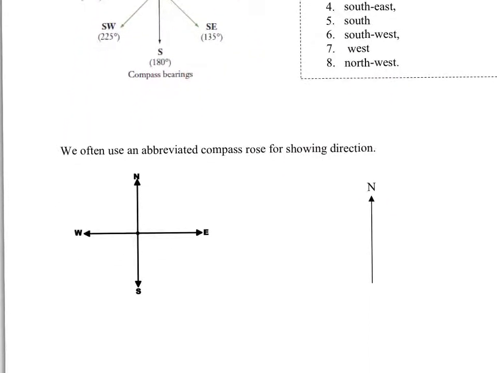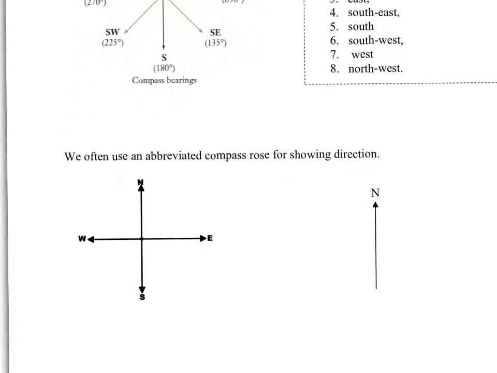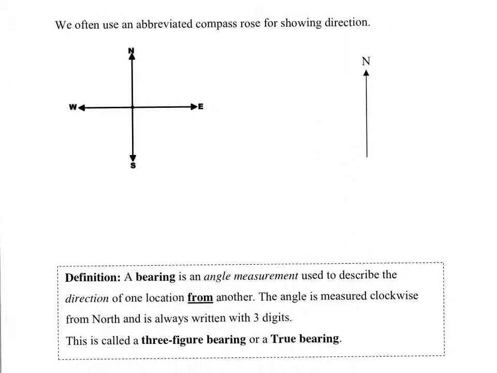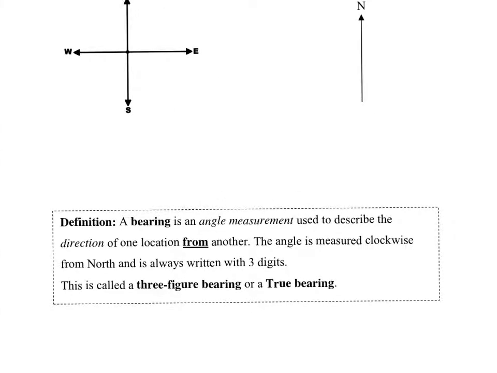Now, we often have an abbreviated compass. We either have this one here, or just a single arrow with a north line. That can be quite useful. So, definition: a bearing is an angle measurement used to describe the direction of one location from another. The angle is measured clockwise from north and is always written with 3 digits. This is called a three-figure bearing or a true bearing.